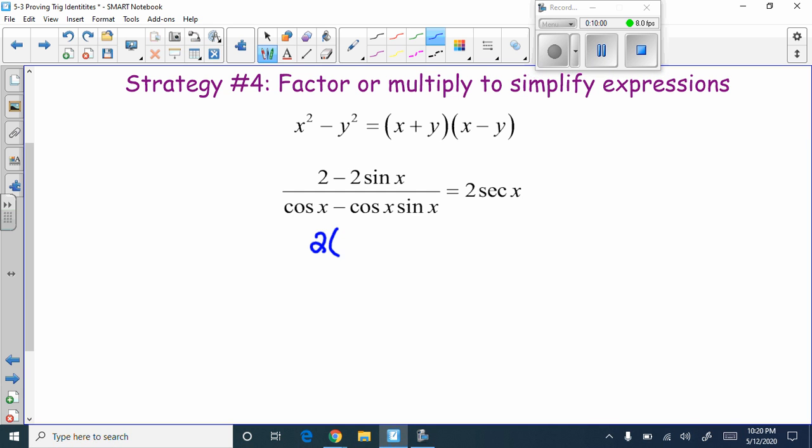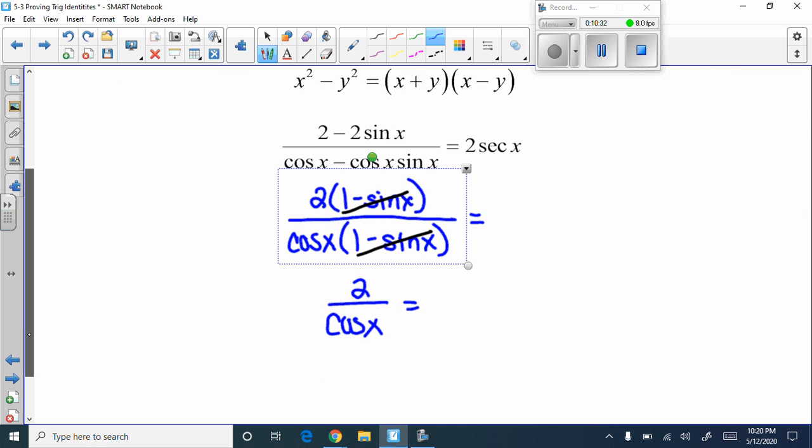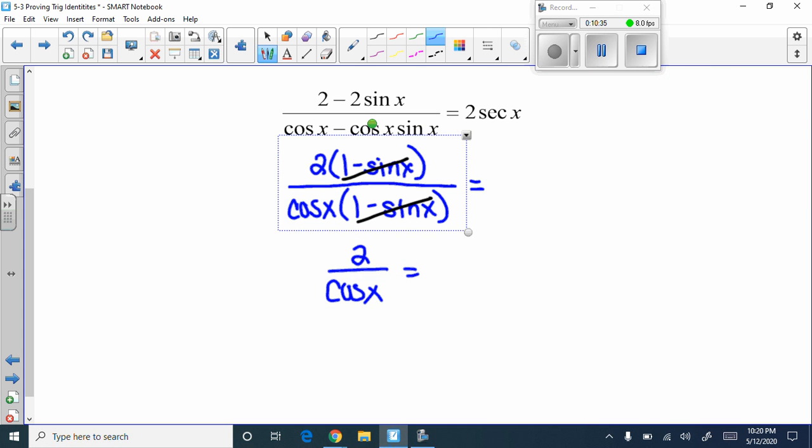out of the numerator, and we're left with 1 minus sine x. In your denominator, we can factor out a cosine x, and you're left with 1 minus sine x. So what that has done here is it's taken out the GCF and helped us factor, and it's leaving us with factors of 1 minus sine x, which are going to cancel each other out. So now we have 2 over cosine x, and that is the reciprocal identity, and so we have 2 times the secant of x. That's what our goal is.